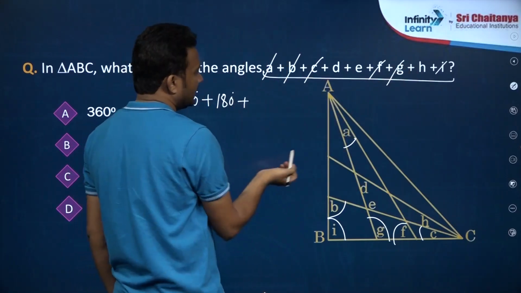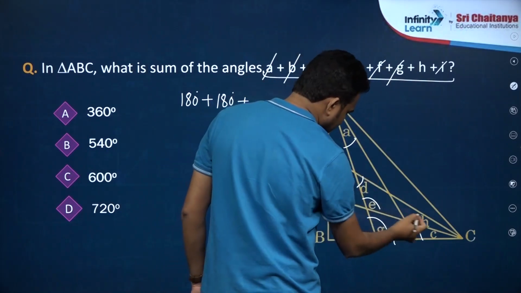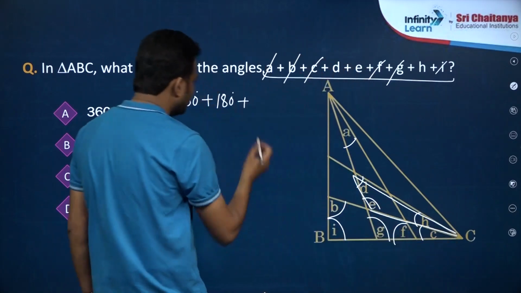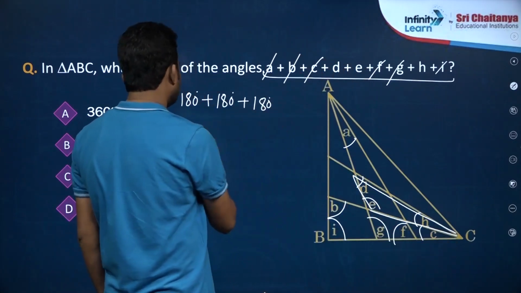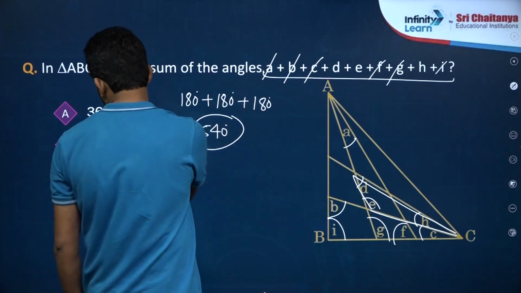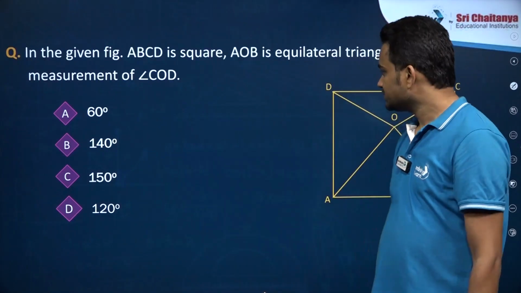Now find the sum of the remaining ones, that is D, E, H. Again, guys, D, E, H, this is a triangle, so it will be 180. So 180 plus 180 plus 180 means 540. So basic question. So the right answer is B option. Okay. Now the next question.